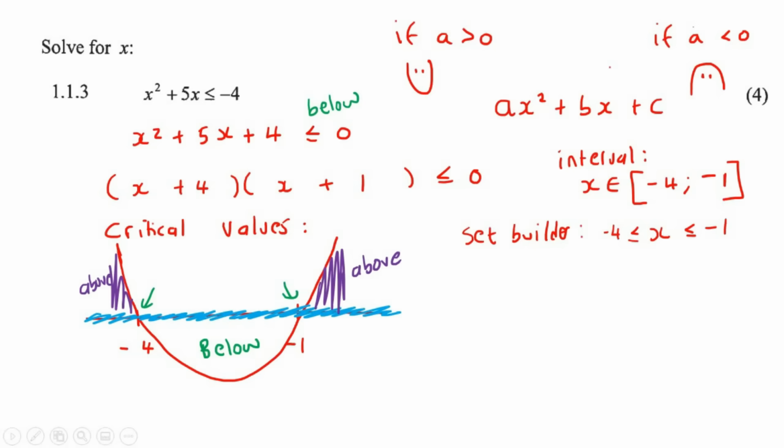Now, some learners do it in a different way. What they like to do is they say x is bigger than or equal to minus 4, and, so here's where we can use the word and actually. Some learners don't like to do this, and x is smaller than or equal to minus 1.